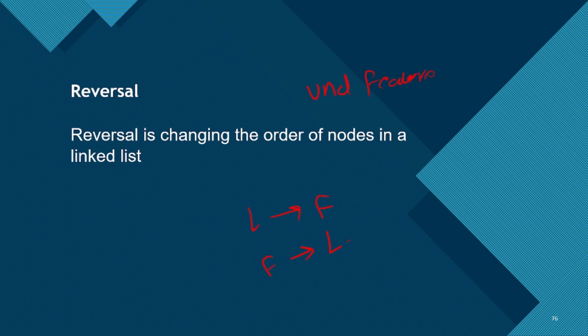So those are the main operations in a linked list: insertion, deletion, searching, traversing, and reversing. These operations are the backbone of data manipulation in many real world applications.